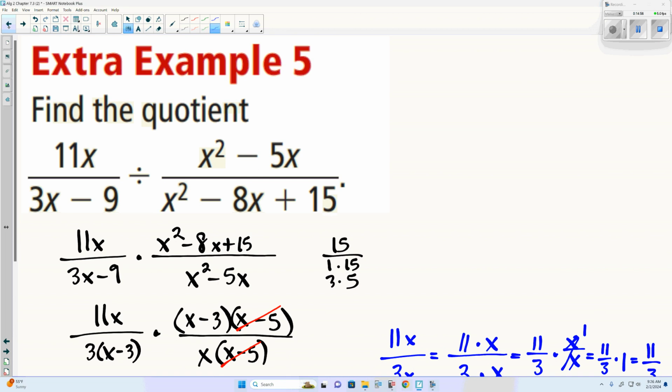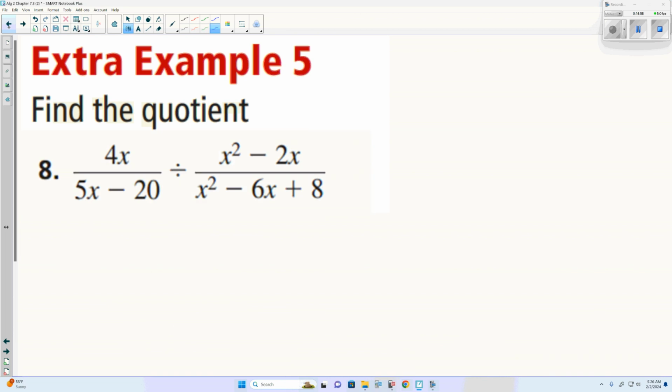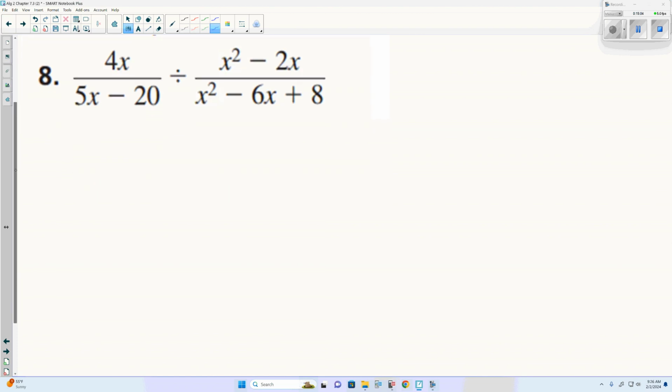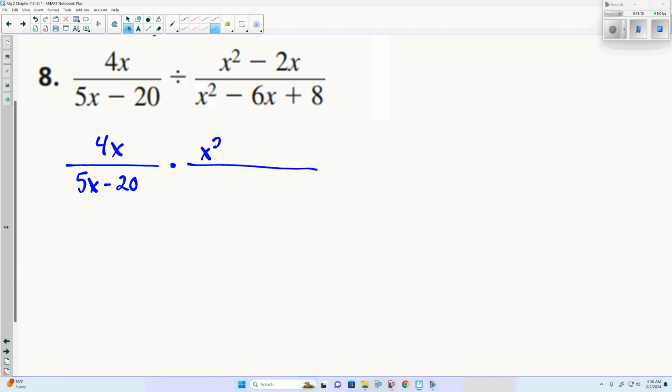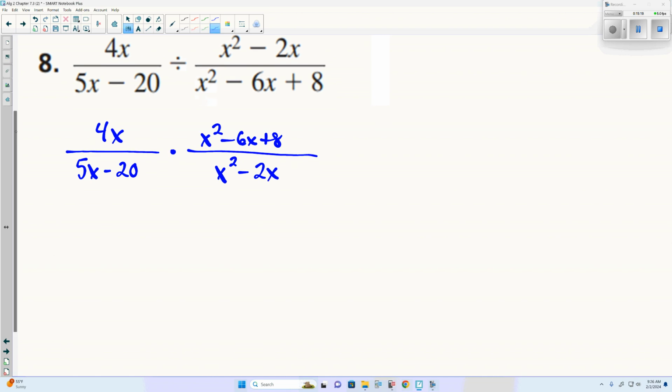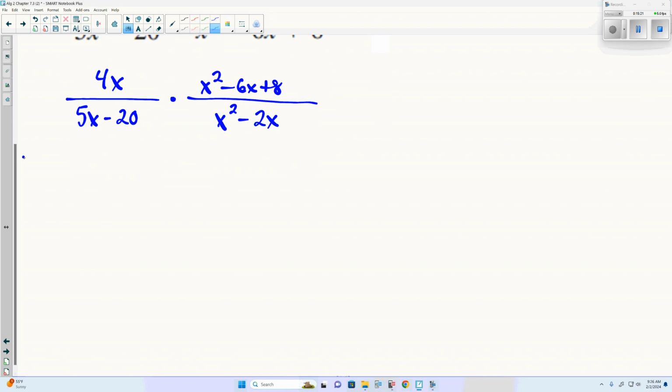Questions on this here? And so far, the numbers haven't reduced because, well, they aren't divisible. Keep, change, flip. Keep, change, flip. Yes.